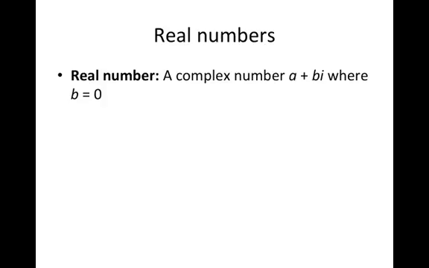A real number is a complex number a plus bi where b equals 0. And those are the numbers you've dealt with up until now. It can be 3, it can be square root of 7, it can be pi, it can be 2/5. That is a real number, but all of them are complex numbers. Complex numbers is your big umbrella.